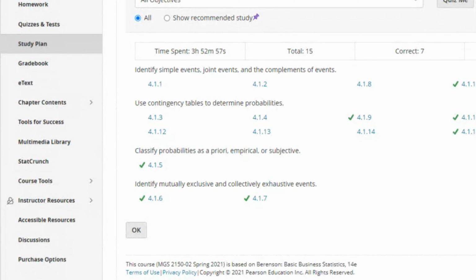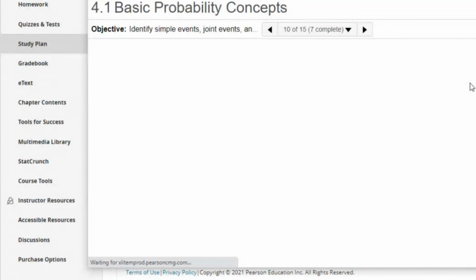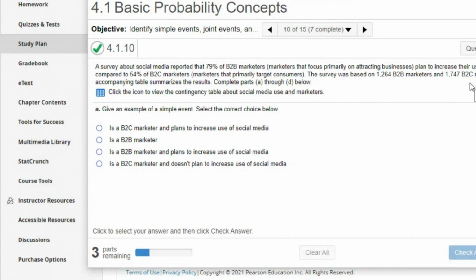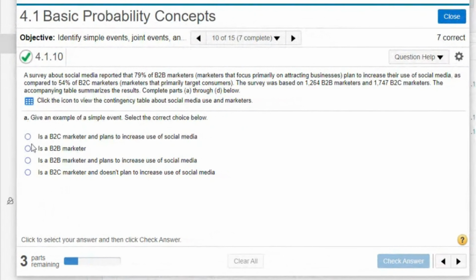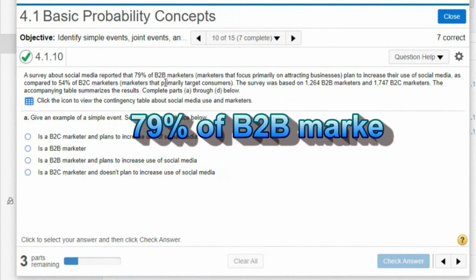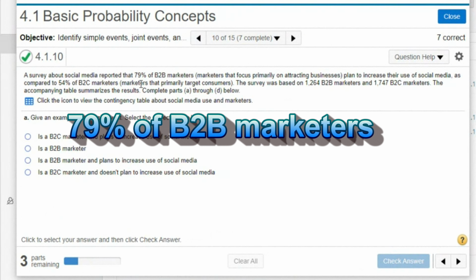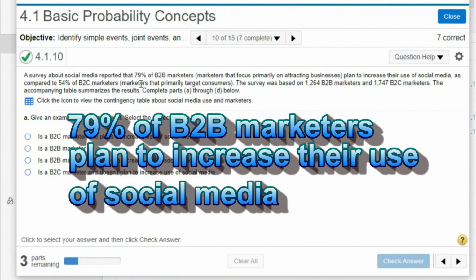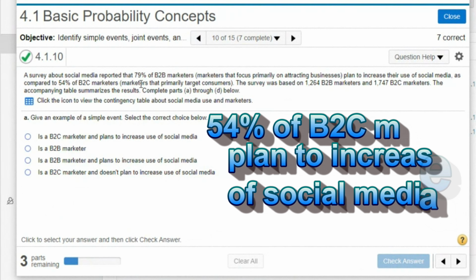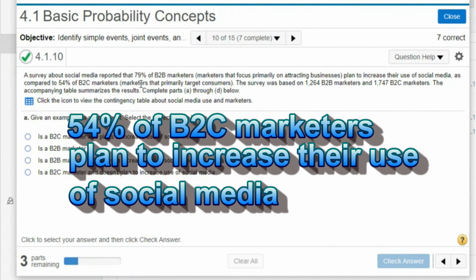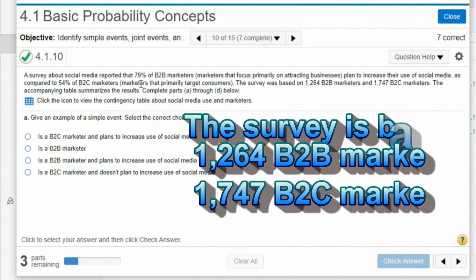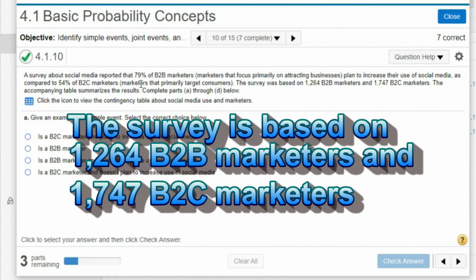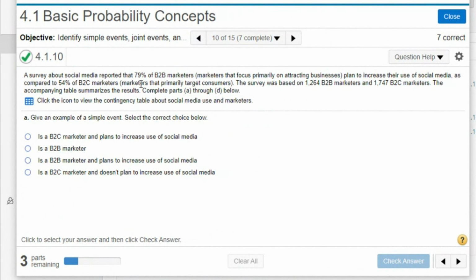Alright, let's start with simple and joint events. For our first problem, let's look at 4.1.10. This is a simple question. Let's read it. A survey about social media reported that 79% of B2B marketers, B2B is short for business to business, plan to increase their use of social media as compared with 54% of B2C. That's business to consumers. The survey was based on 1,264 B2B marketers and 1,747 B2C marketers. The accompanying table summarizes the results. Complete parts A through D below.